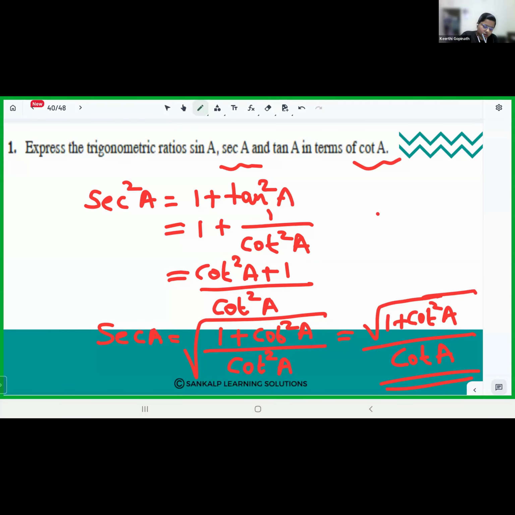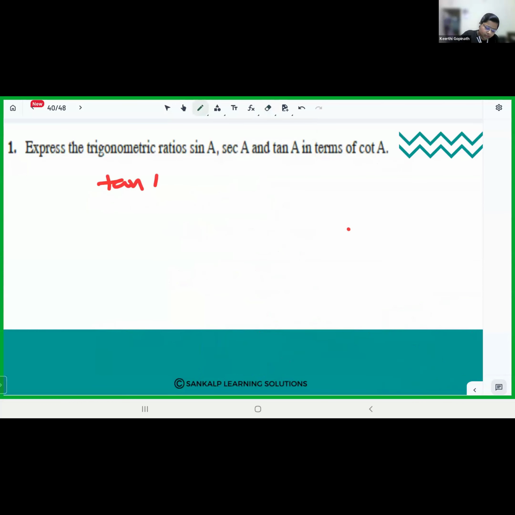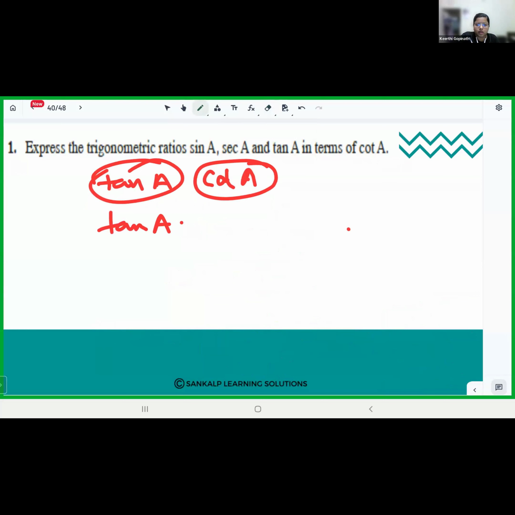So now we have to connect tan A and cot A. This is very easy. How will you express tan A in terms of cot A? It is very easy, right? Tan A is nothing but the reciprocal of cot A. So we can write this as tan A is equal to 1 by cot A. So the first problem is over.